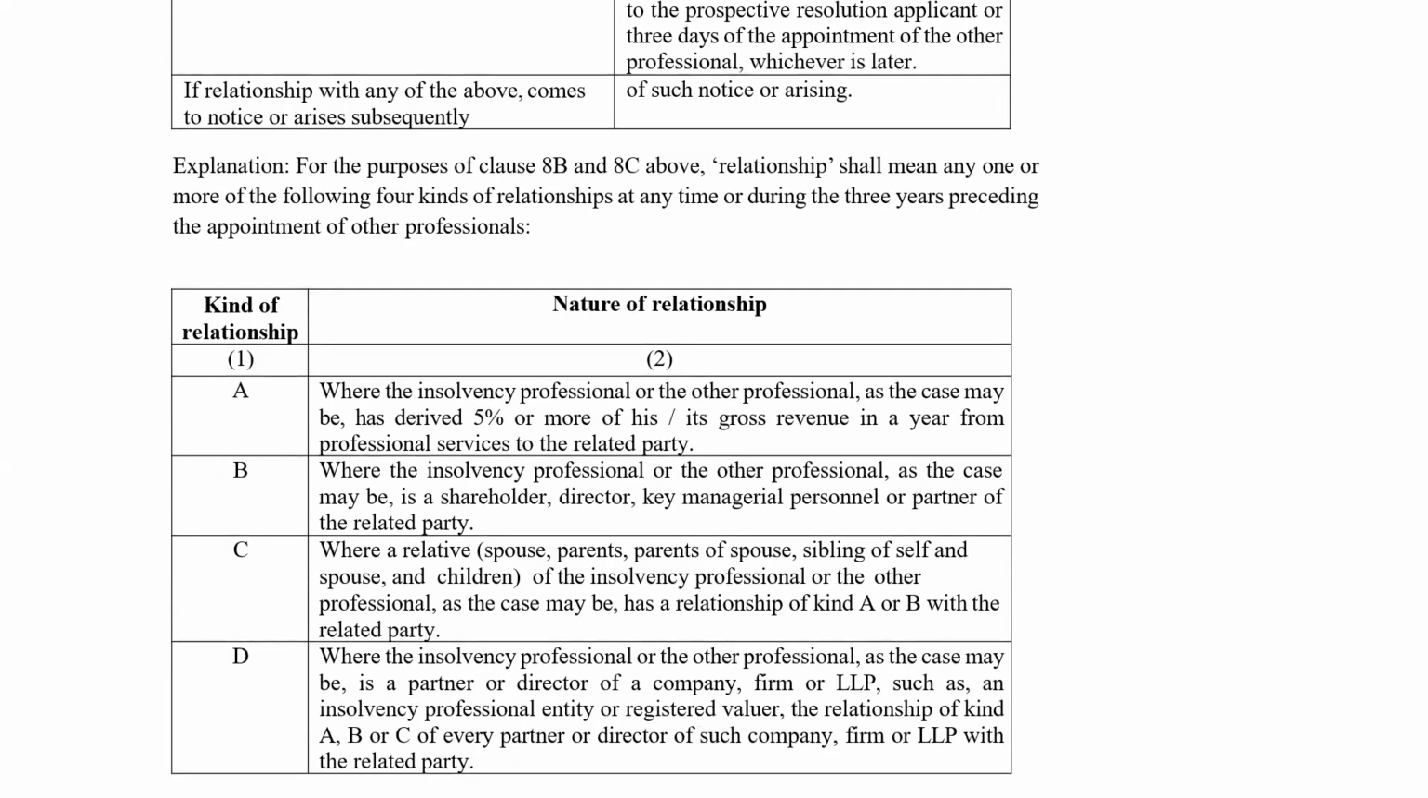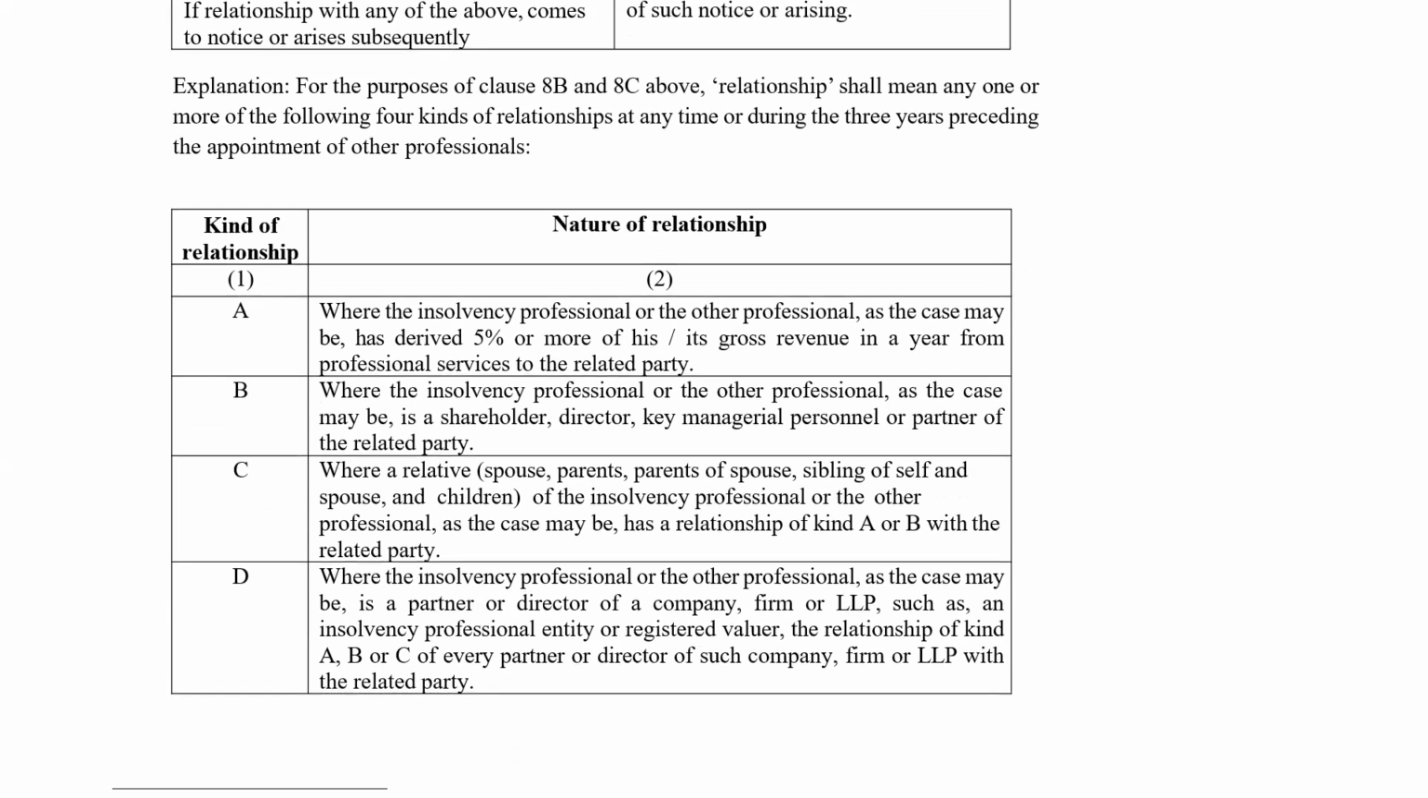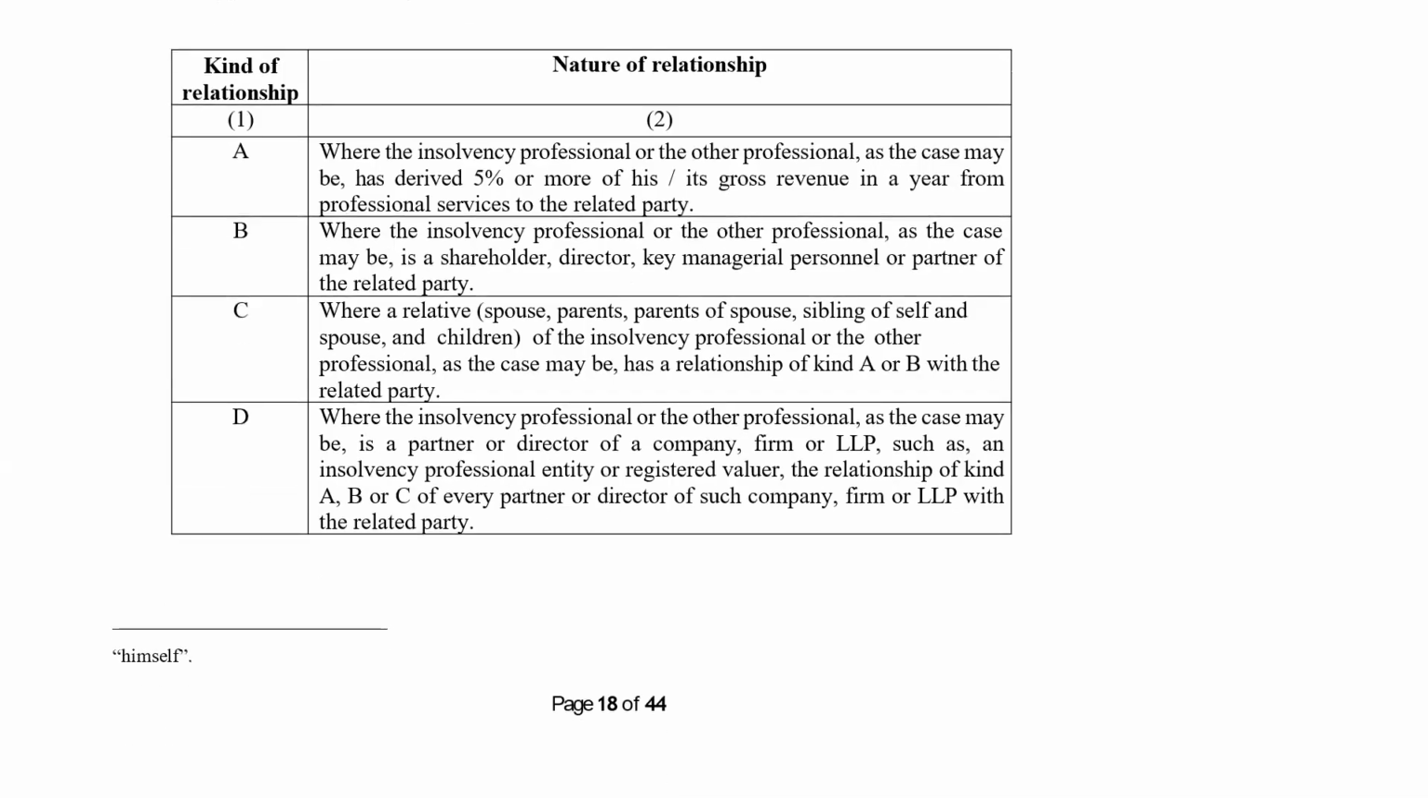ये इंपॉर्टेंट है. For the purpose of clause 8B and C, relationship shall mean any one or more of the following 4 kinds of relationships at any time or during the 3 years preceding the appointment of other professionals. ठीक है, यहां पर भी पीरियड 3 years का है. और ये टाइप ऑफ रिलेशनशिप है. एक बार पढ़ लीजिए. A. Where the insolvency professional or the other professional, as the case may be, has derived 5% or more of his or its gross revenue in a year from professional services to the related party.